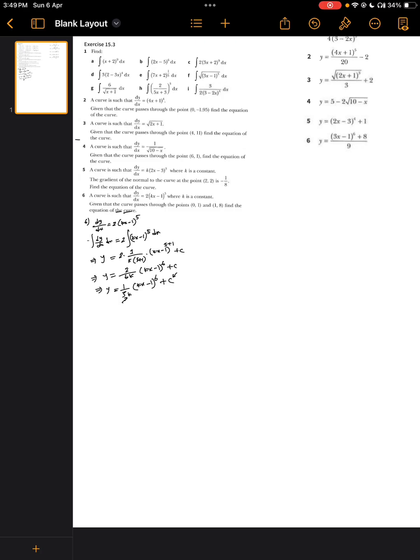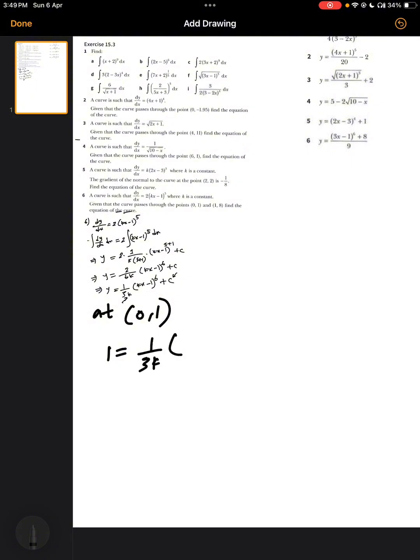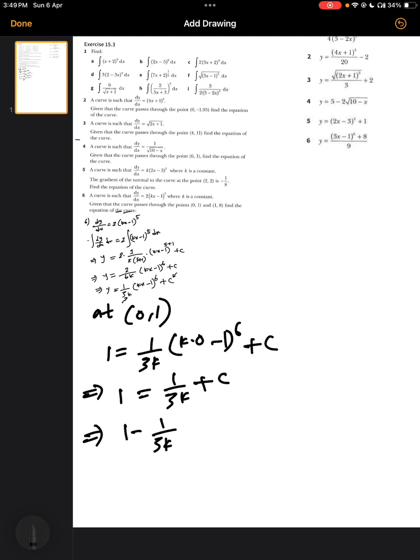First thing first, at (0, 1), when y is equal to 1, x is 0, so 1 by 3k, (k times 0 minus 1) to the power 6 plus c. So here 1 is equal to 1 by 3k, and negative 1 to the power 6 is a positive 1, so here is only plus c. So I can write 1 minus 1 by 3k is equal to c. I'm making c the subject from this equation.